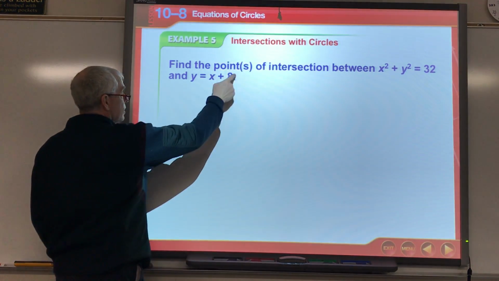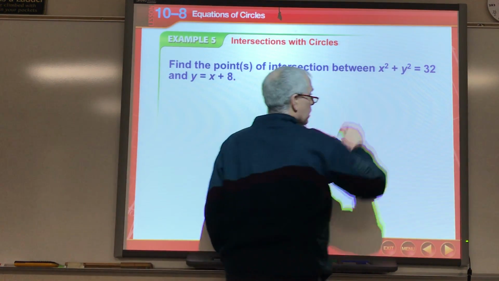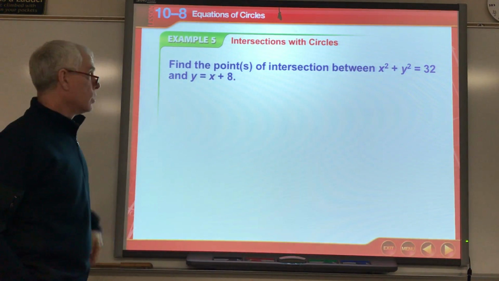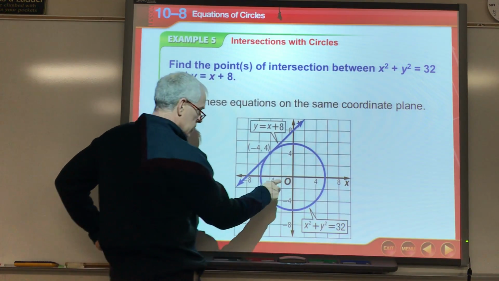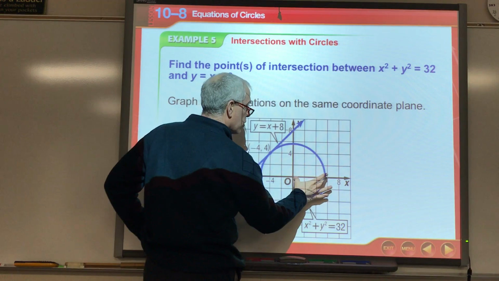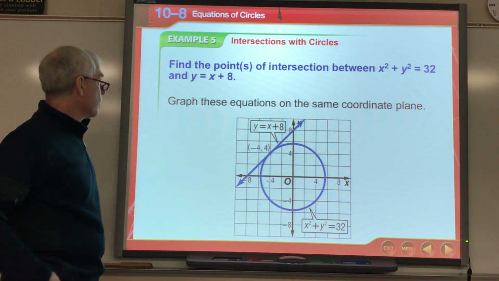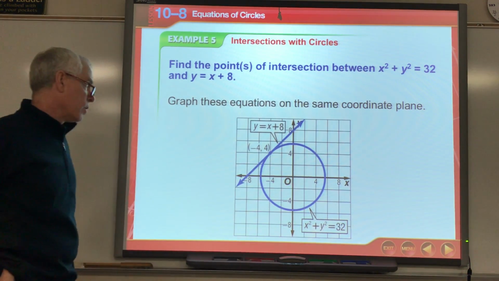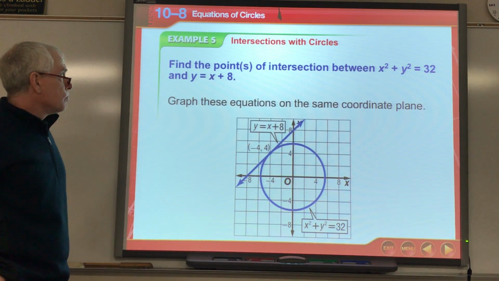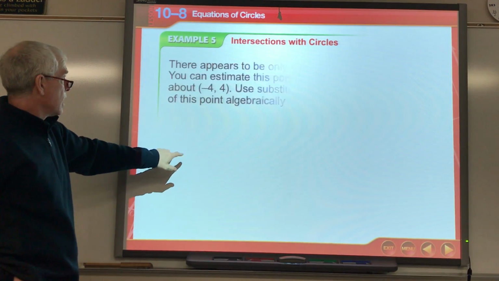Algebraically, we could take this x plus 8 because it's equal to y, and we could replace that y with an x plus 8 and then solve, okay? So we're going to see both. So if I graph these, here's my circle, centered at 0, 0, radius square root of 32, which is 5 point something. And then there's this y equals x plus 8. It looks like it touches just once at negative 4, 4. Okay? Second way is to replace that y with an x plus 8, and we're going to see that next.